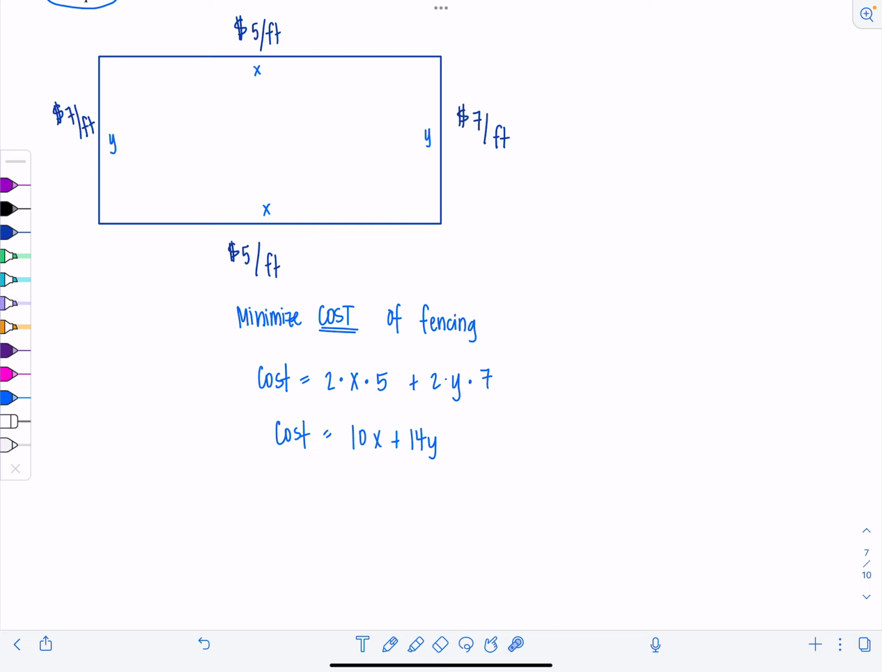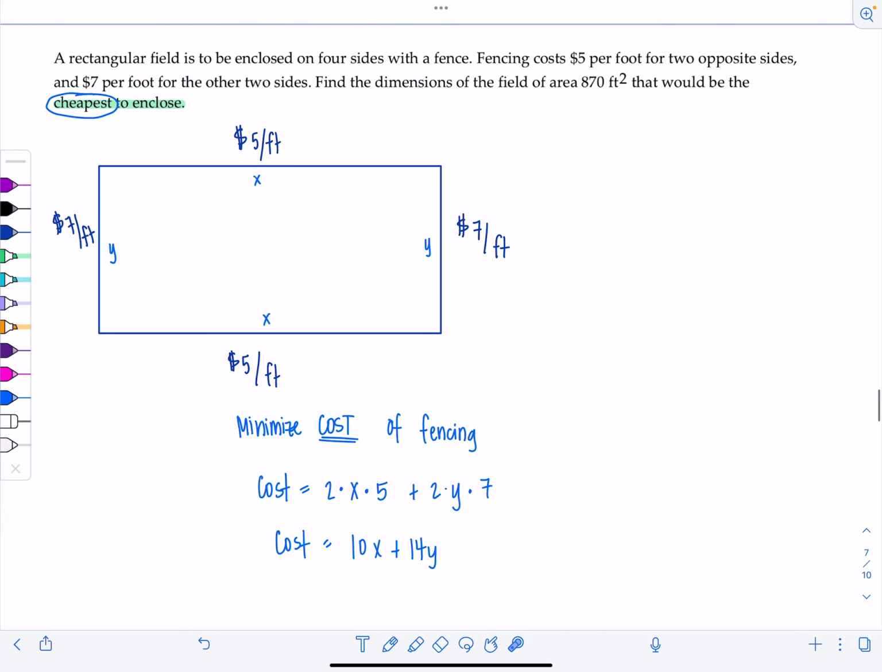Okay, remember, whatever quantity we're trying to optimize, we need to take its derivative. So it needs to be a function of just one variable. And right now I've got 2 variables. We got to eliminate one of them. Can you see some info we haven't used yet that will let me do that? Why, yes, they told me the area of the field is 870 feet squared.